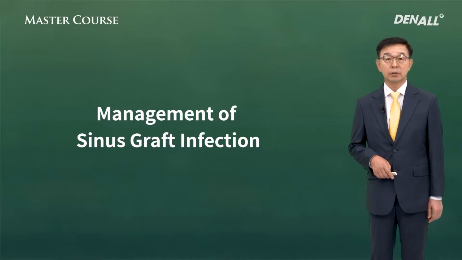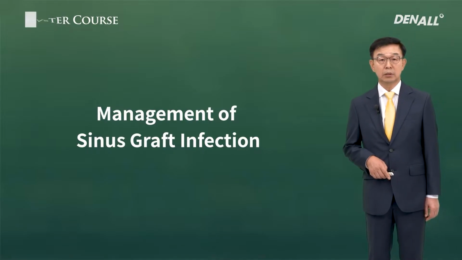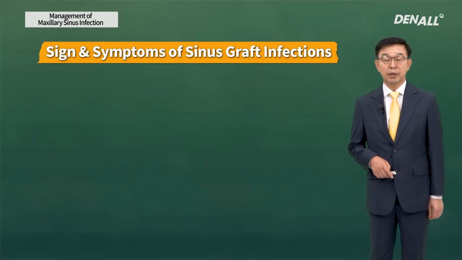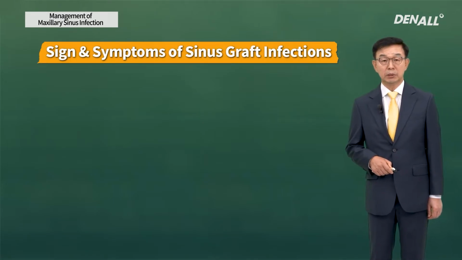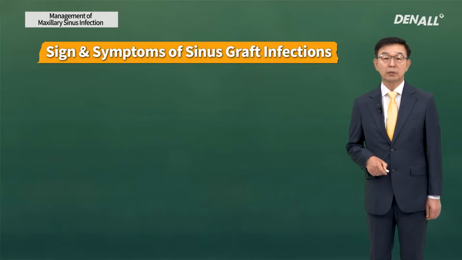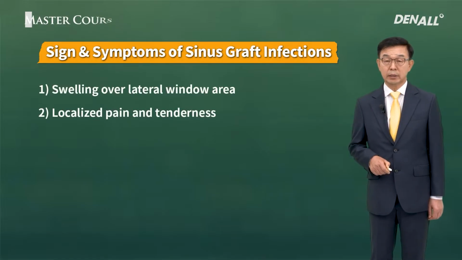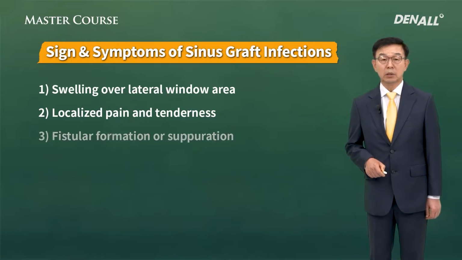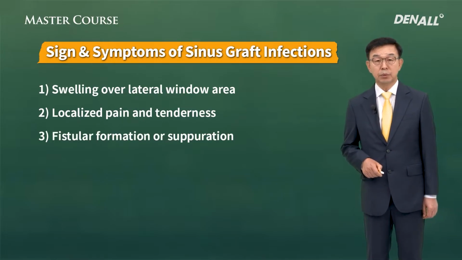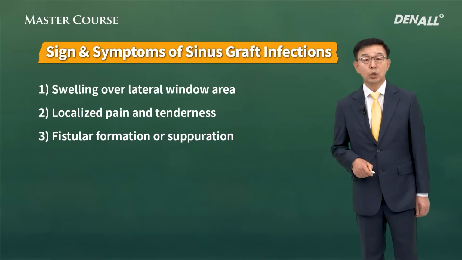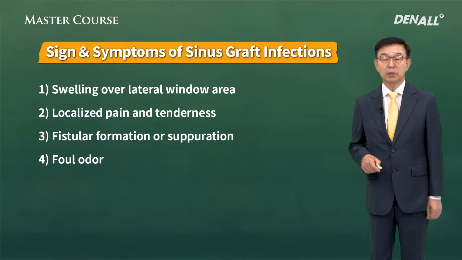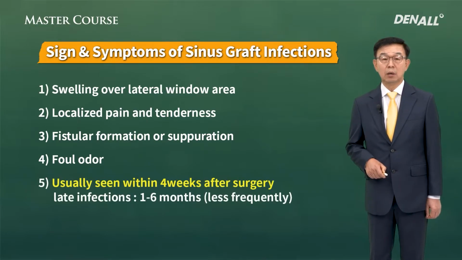If there's sinus infection, how should we manage it? After sinus graft, if there is infection, the symptoms are the following. Most frequently, you can see swelling and pain in the lateral window area. If it has been infected for a long time, a fistula can be formed or suppuration can be observed. Sometimes patients complain of foul odor in the surgical site.